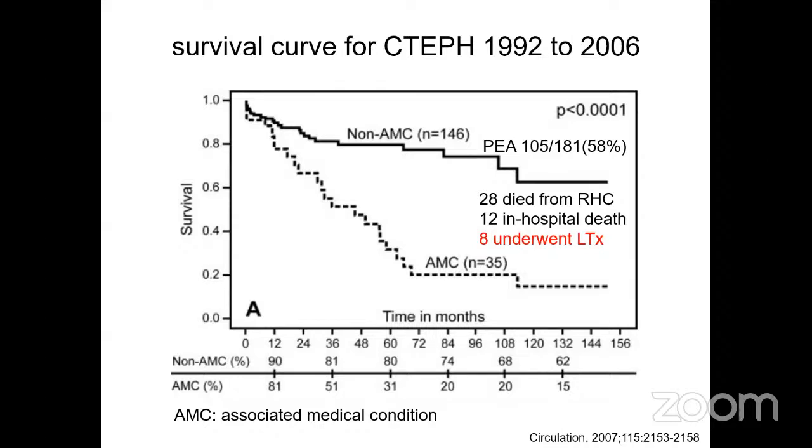According to Bonderman, of 181 CTEPH patients between 1999 and 2006, 105 patients underwent PEA, and the remaining 76 did not. 8 patients underwent lung transplantation, but the 3-year survival rate was only about 80%, even in patients without an associated medical condition, with a relatively good prognosis.